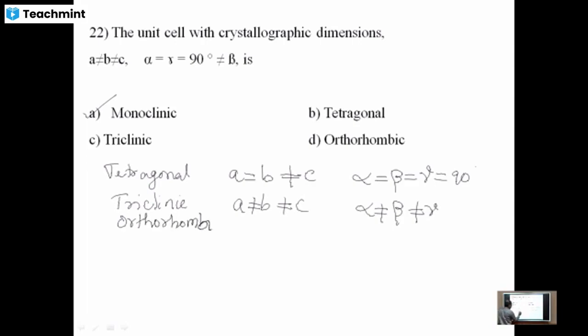Orthorhombic is a not equal to b not equal to c, alpha is equal to beta which is equal to gamma. These are the different crystallographic dimensions. The given dimension matches with only monoclinic, therefore right answer is A.